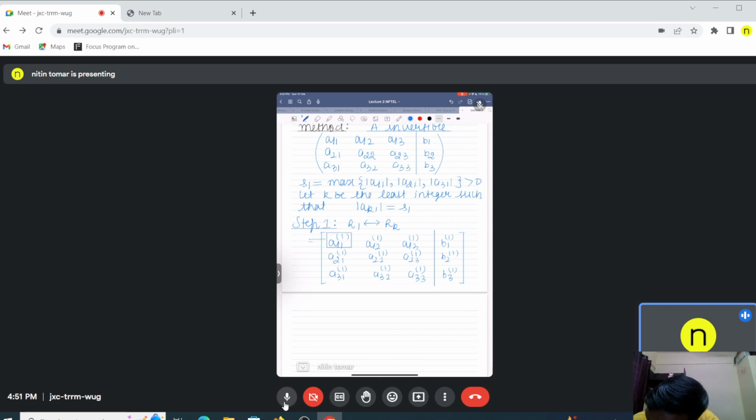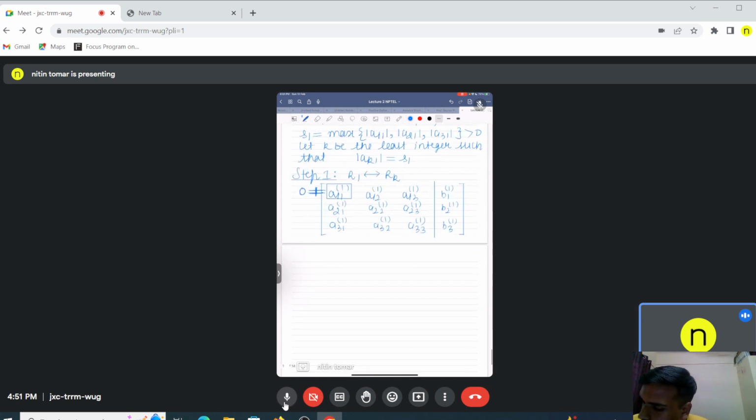Now see here, what can you say about this entry? It will always be non-zero. We are taking modulus, so it can be negative. Now you can apply step 1 of naive Gaussian elimination. So the problem at the first step of the Gaussian elimination can be removed. Yes or no?